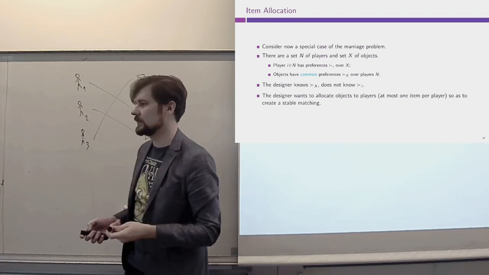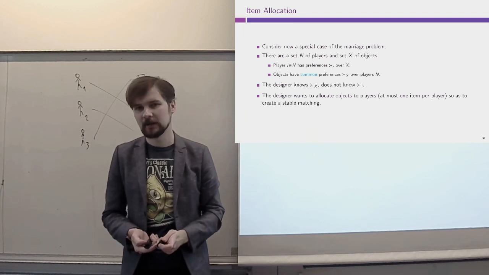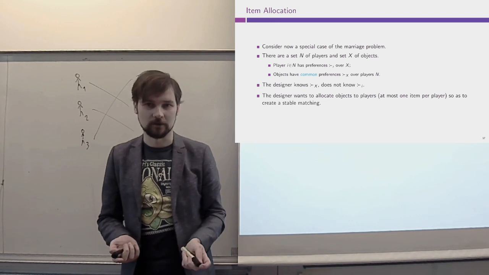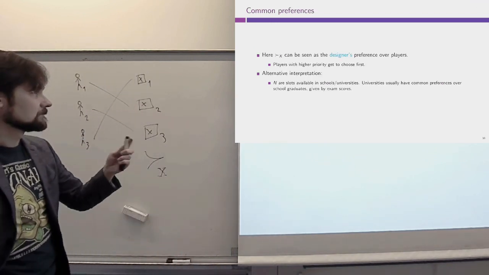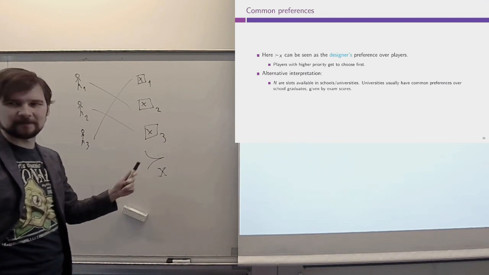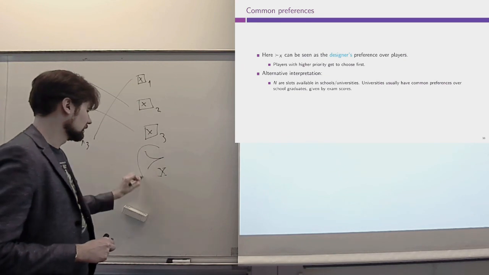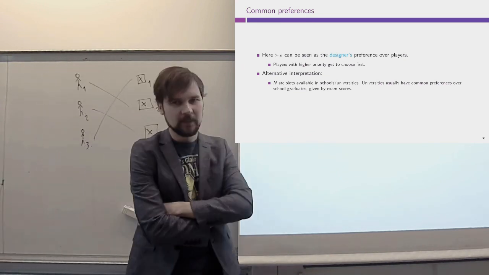How do we allocate things across people? How do we allocate rooms in a dormitory across students? How do we allocate students among schools? Let's first ask the question of what this preference is exactly. What is this squiggle with an X under it? How can we interpret it?